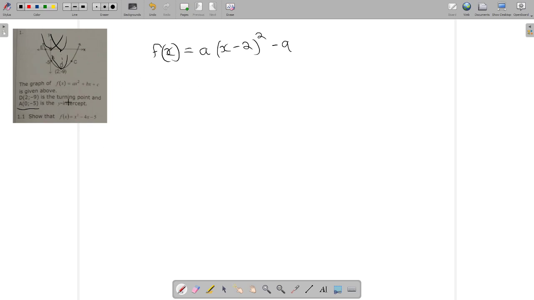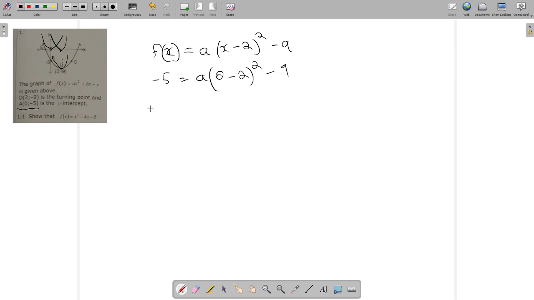So the point we haven't used is 0 and minus 5, because as we can see here's 2 and minus 9. That's already been used. So let's use the other point. So f of x is minus 5, that's the y coordinate, is equal to a. X is going to be 0 minus our 2 squared minus 9, and sorry, it's a bit ugly.